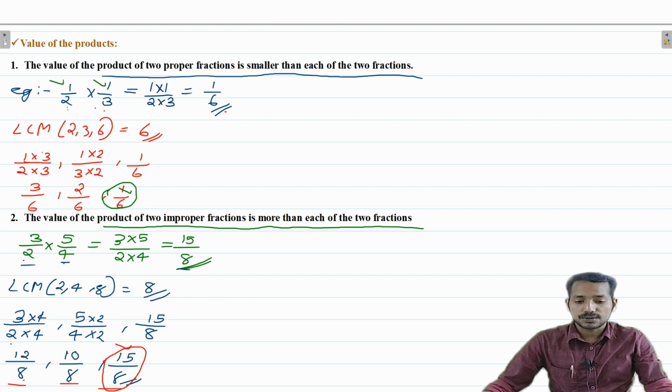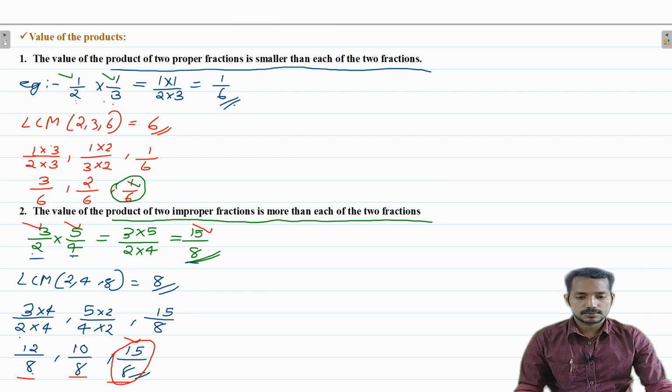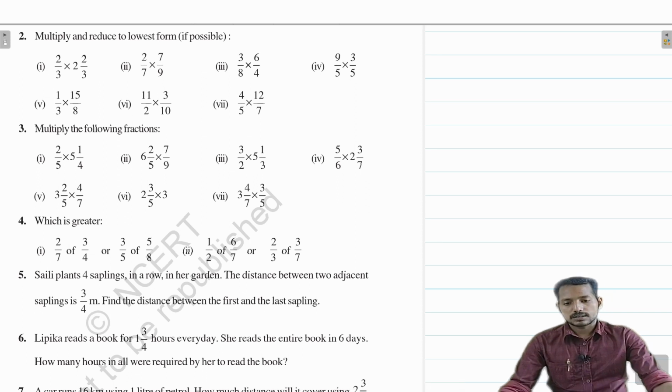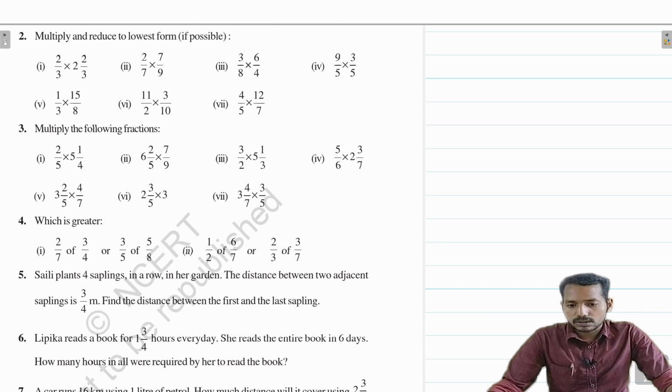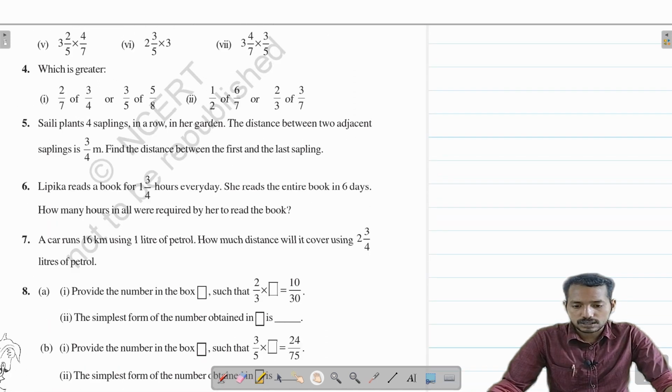Which means 15 by 8 is greater than 5 by 4 and 3 by 2. So now we are moving to discuss some questions from exercise 2.3. Here I am going to discuss some questions from 2.3. Question number 2, 3, 4, some options I already discussed, so I am not going to discuss some more options from that. I am going to discuss the word problems given here. Question number 5 or 6.